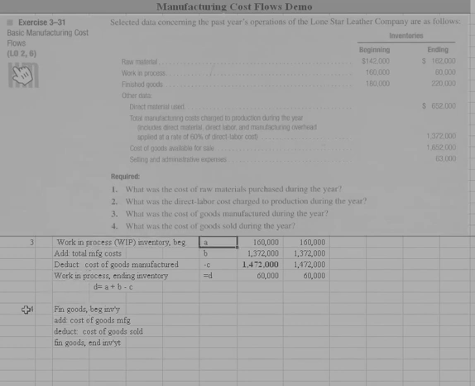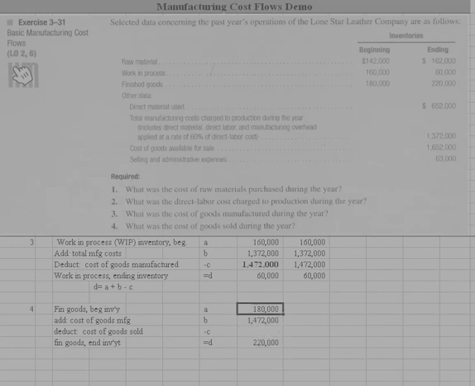Same approach, right? So why don't I just copy all of this here, and then we'll plug the information in, solving for which one we're trying to solve. All right, finished goods beginning is 180,000. Cost of goods manufactured, we've already determined, is 1,472 from above, right? The cost of goods sold is what we need to solve for, and the ending finished goods is 220,000.